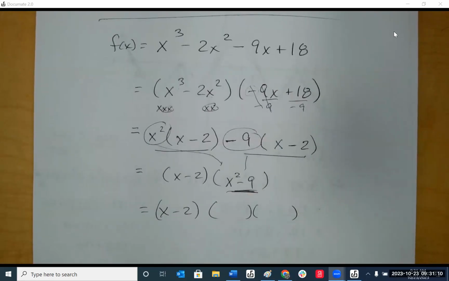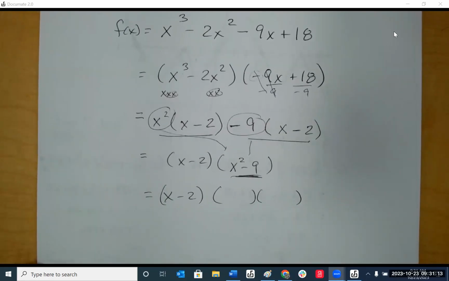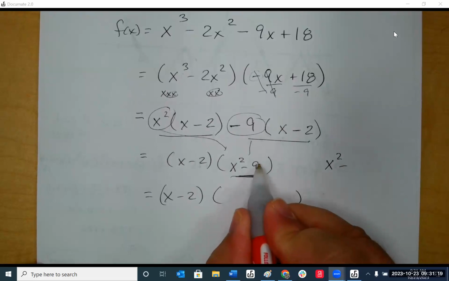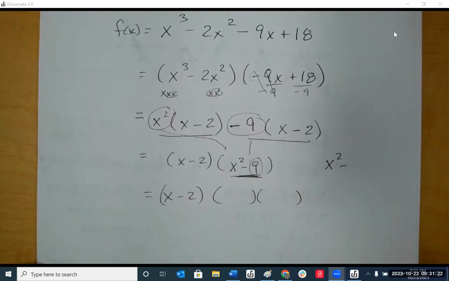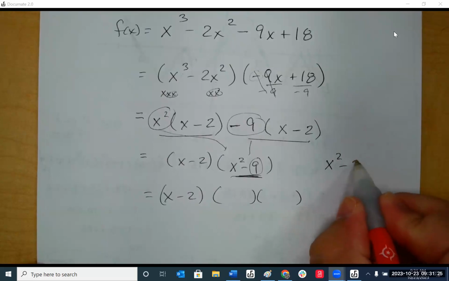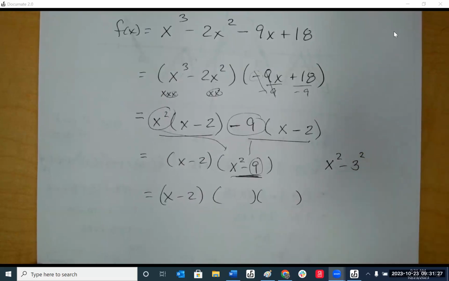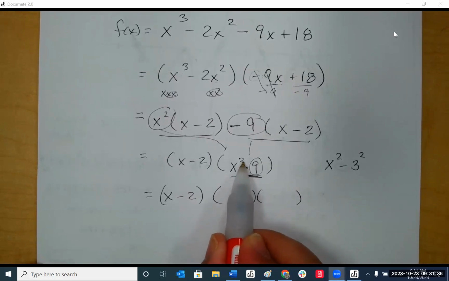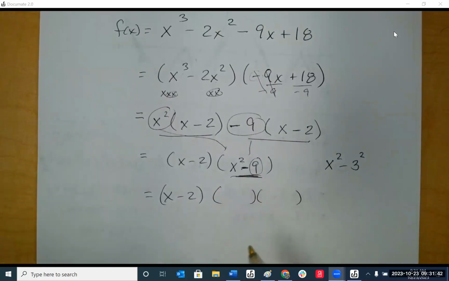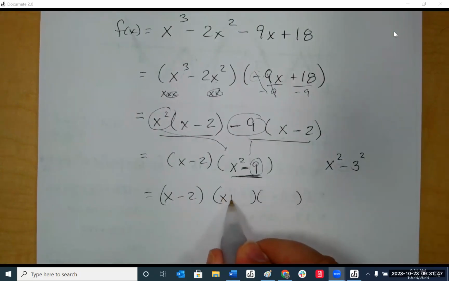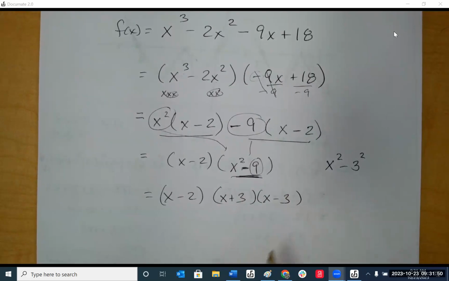Factor this one out. X squared minus 9 is made up of what? What's 9 made up of? 3 times 3, 3 squared. What we're looking for is whenever you have a minus sign here and the first term is squared, see if the second number is squared also. Like 4, 9, 25, 16, 36, any perfect squared numbers. Because if that's the case, then we have an X plus 3, X minus 3, the difference of two squares.